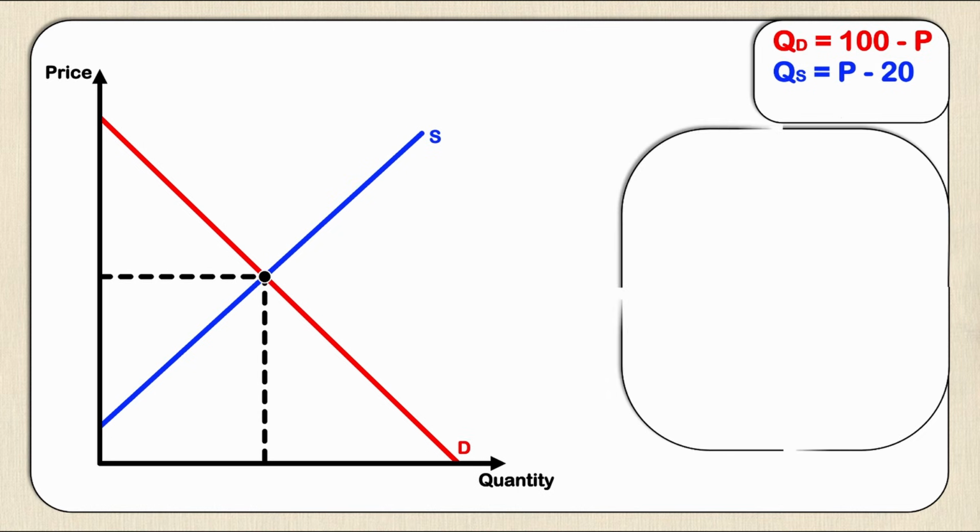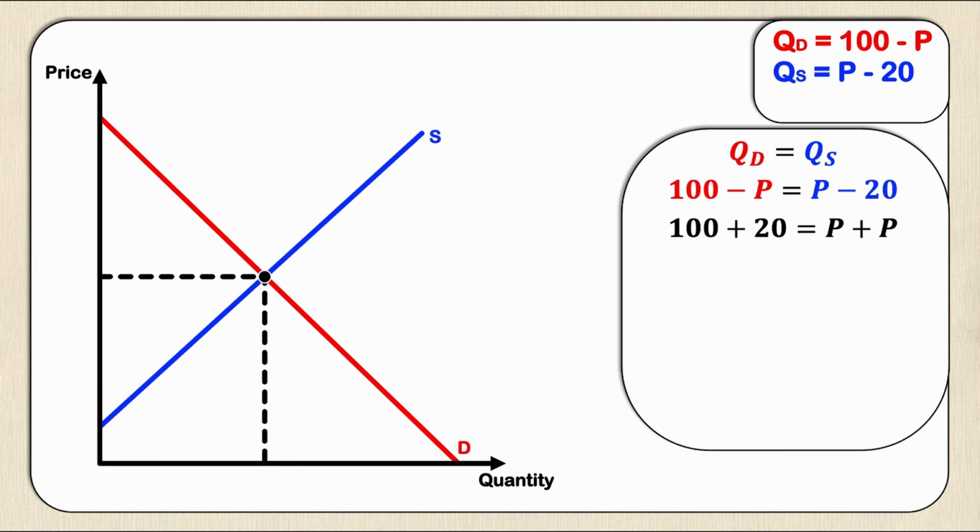Speaking of equilibrium, we need to actually calculate for that. And remember, we calculate for equilibrium where the quantity demanded is equal to the quantity supplied. And that means I can just set these two equations equal to each other. So quantity demanded's equation is 100 minus P, and it's equal to quantity supplied's equation, which is P minus 20. Now collecting all of my like terms, so putting P on the right and the constants on the left, I get 100 plus 20 is equal to P plus P, which simplifies to 120 is equal to 2P, and then finally dividing both sides by 2, I get P is equal to $60.